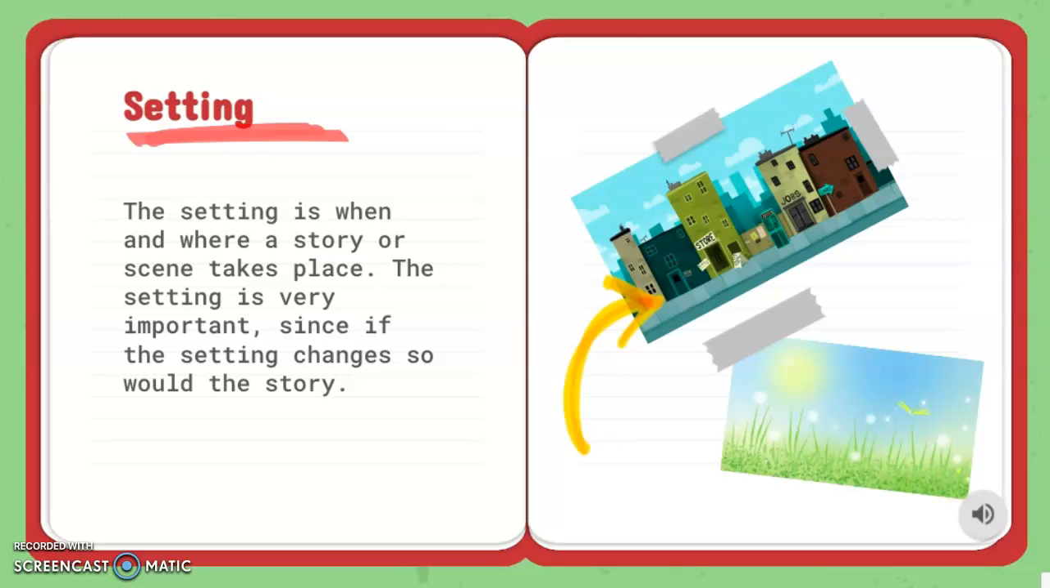Then we have setting. Setting, such an important word. The setting is when and where a story or scene takes place. Remember that, when and where. The setting is very important since if the setting changes, so would the story. So think about the difference in a story that takes place in the city and a story that takes place in the country. That would be very different types of stories, right? And if you change the setting, you could change the characters, the plot, everything.